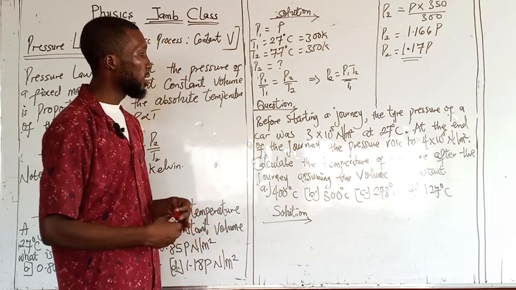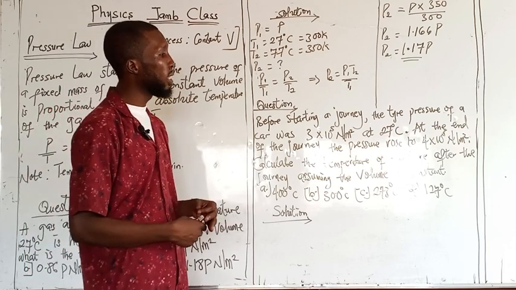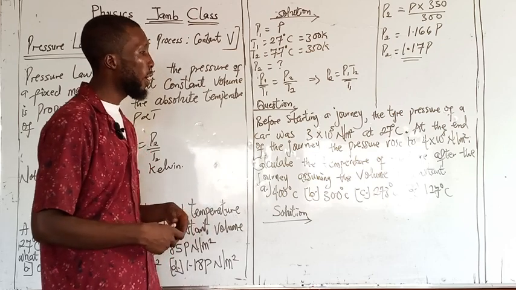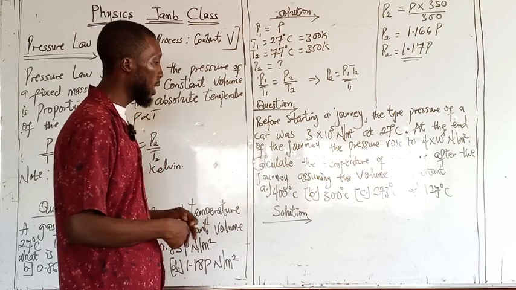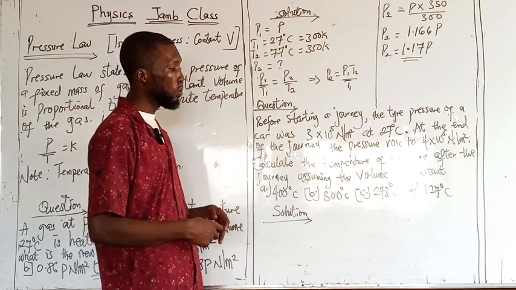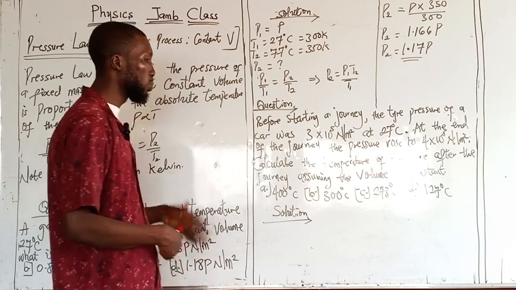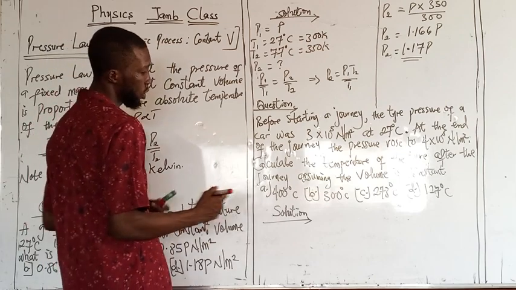Then we have another question which says that before starting a journey, the tire pressure of a car was 3 exponential 5 Newton per meter square at 27 degrees Celsius. At the end of the journey, the pressure rose to 4 exponential 5 Newton per meter square. Calculate the temperature of the tire after the journey, assuming the volume is constant. But to assume constant volume, that brings us back to pressure law. So we are to find the final temperature T2.